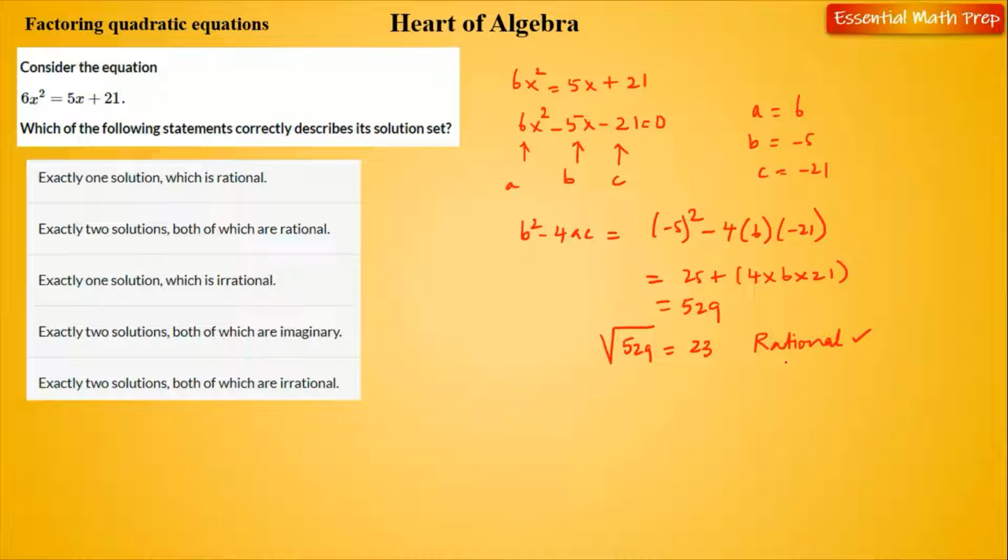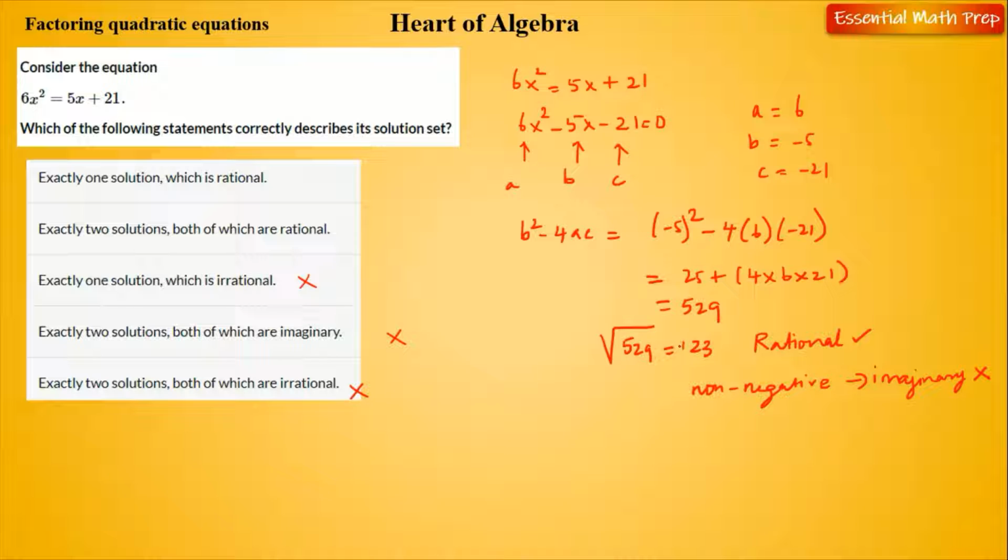There are a couple of choices that ask whether the solutions are imaginary. The fact that the discriminant is non-negative means imaginary is out of the question. Imaginary is not possible, so any choice with imaginary is out. And because we already said it's rational, anything with irrational is out. And it's asking exactly one solution, which is rational, or exactly two solutions, both of which are rational.